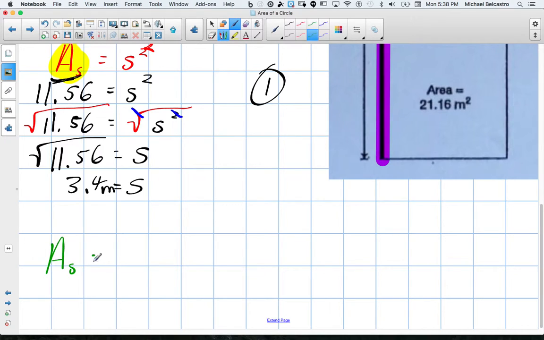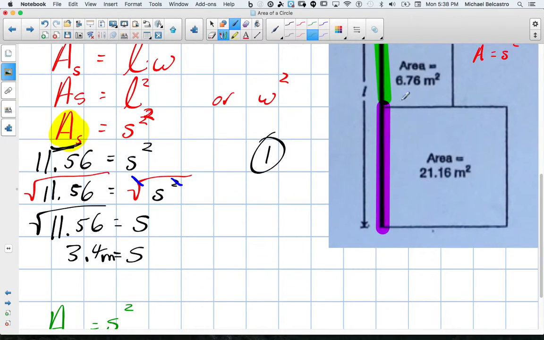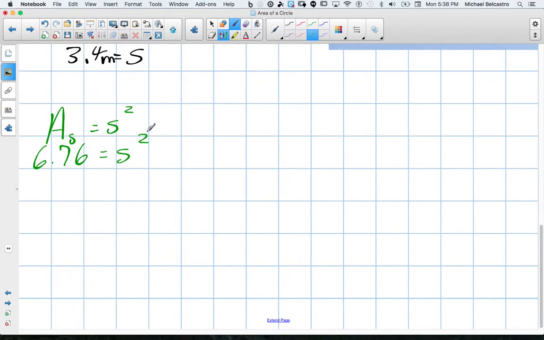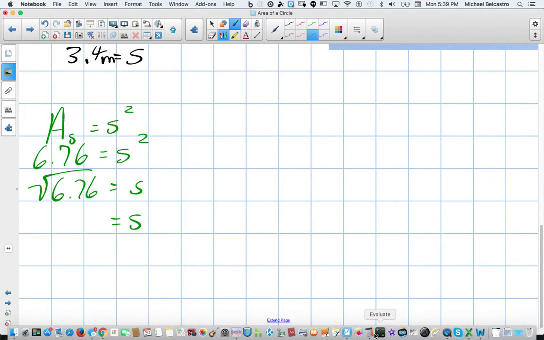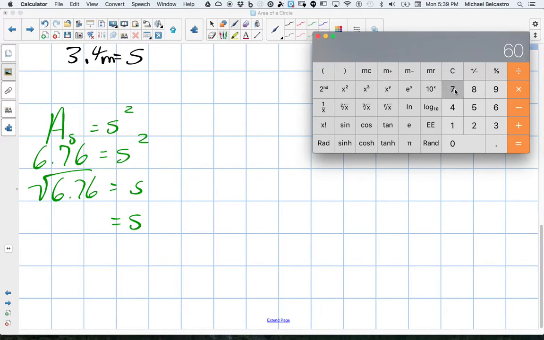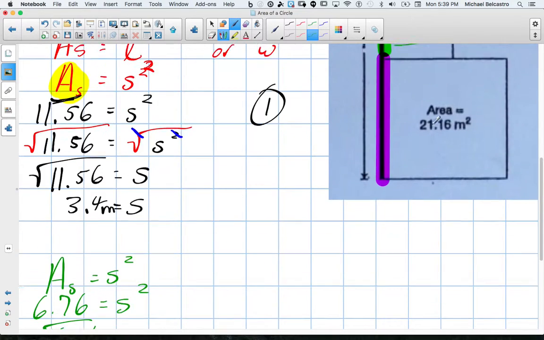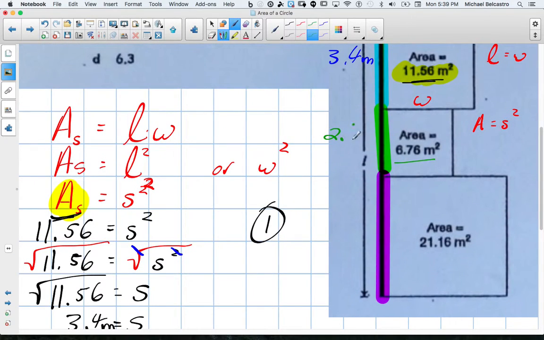Area of a square is equal to the side squared. The area we were given is 6.76, equal to s squared. Another way of thinking of this is if I move the square to the other side, it becomes square root. 6.76 is equal to s, and then s is equal to, we bring out our calculator again, 6.76 square root. Whoops, that was the cube root. 6.76 square root, 2.6. So the side length of the middle square is 2.6 meters.